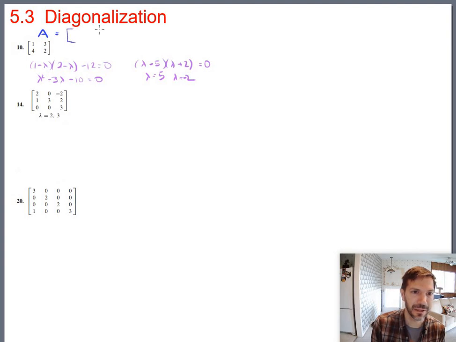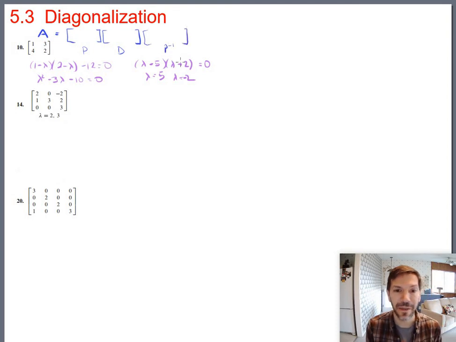So we'll have P, D, and P inverse. That already gives us the D. So I know the D is going to look like 5, 0, 0, negative 2. And by the way, it doesn't matter which order you put the eigenvalues on the diagonal, as long as you put the eigenvectors in the same place. So if you put 5 in the first column, then the eigenvector for 5 needs to go in the first column of P. And you could do it the other way around. If you want negative 2 first, just put the eigenvector for negative 2 first.